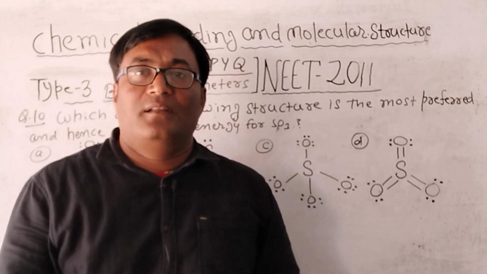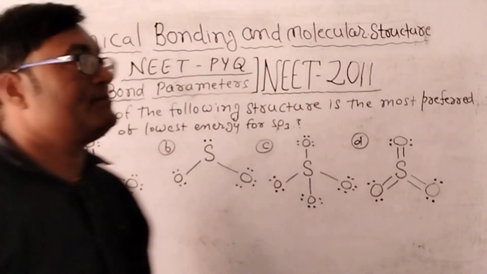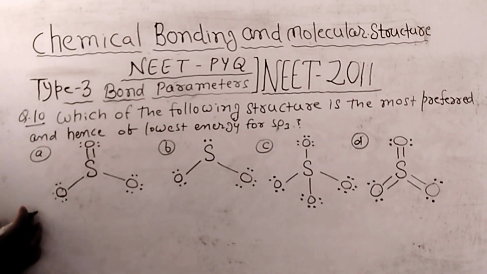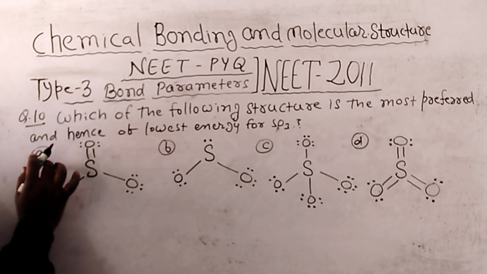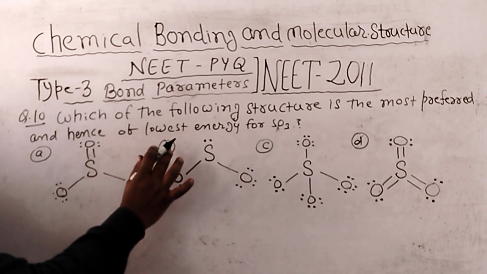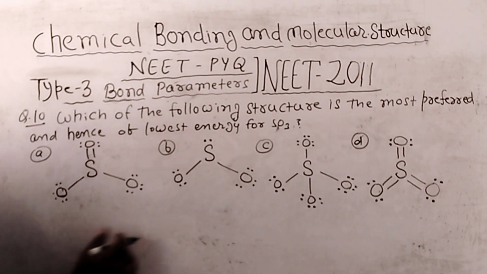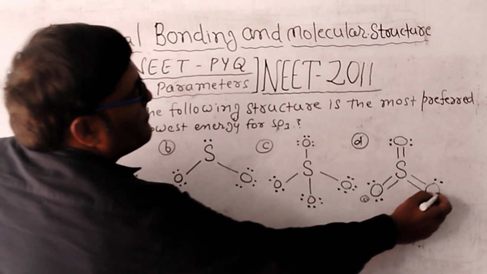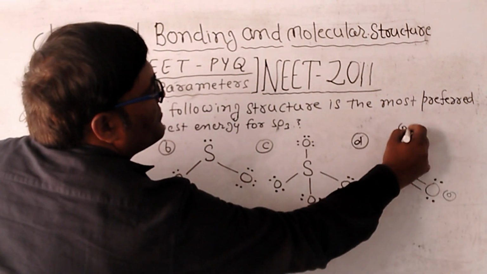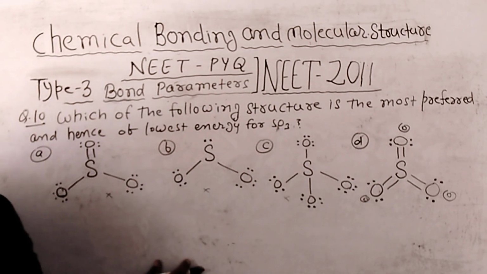Now question number 10 is based on calculation of formal charge. According to this question, which of the following structures is the most preferred and hence lowest energy for SO3? Now in these options we can observe formal charge of oxygen is 0, 0 and 0. Okay, these options are incorrect.